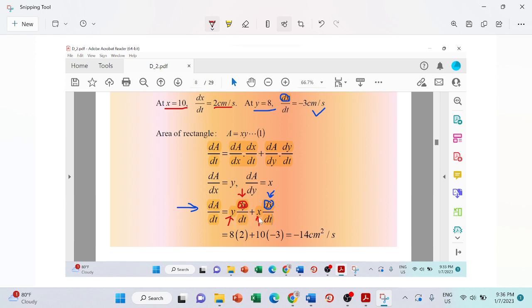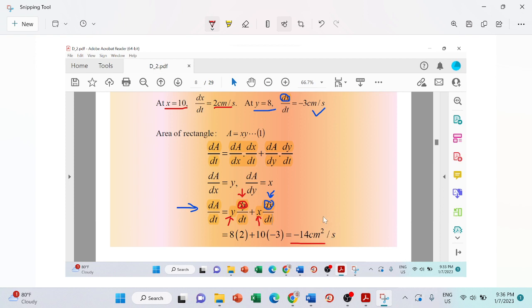Okay. So, kita identify we have all values and then kita just ganti masuk saja the value. So, here we have 8 times 2 plus 10 times negative 3. Simplify. We have here negative 14 centimeter squared per second.